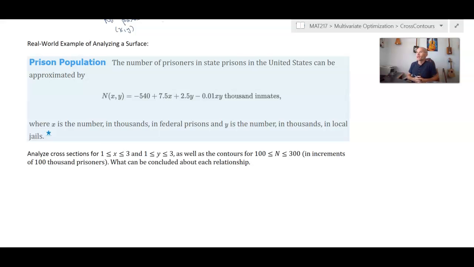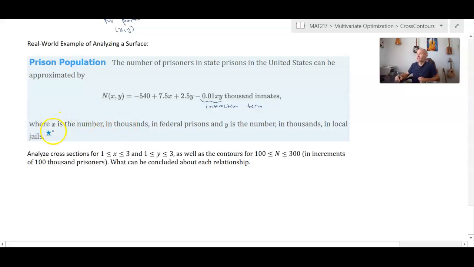This problem says the number of prisoners in state prisons in the US can be approximated by n of x, y equals negative 540 plus 7.5x plus 2.5y minus 0.01xy, in 1,000 inmates. Notice we have a product between x and y. Sometimes this is called an interaction term, an interaction between x and y. They get multiplied together. So the output of this function, if I input a value for x and y, will tell me how many inmates there are as an approximation in the United States.